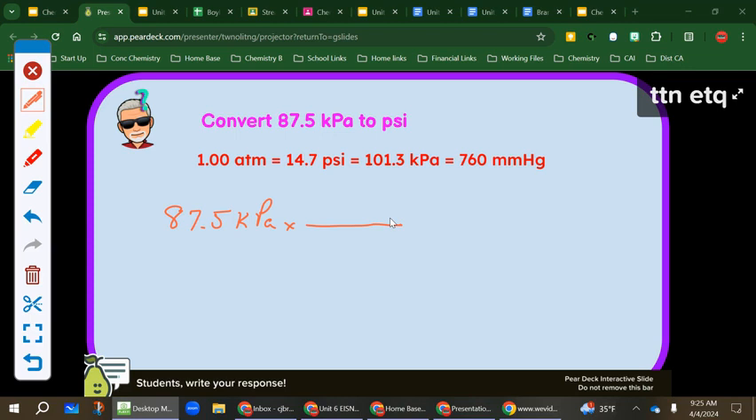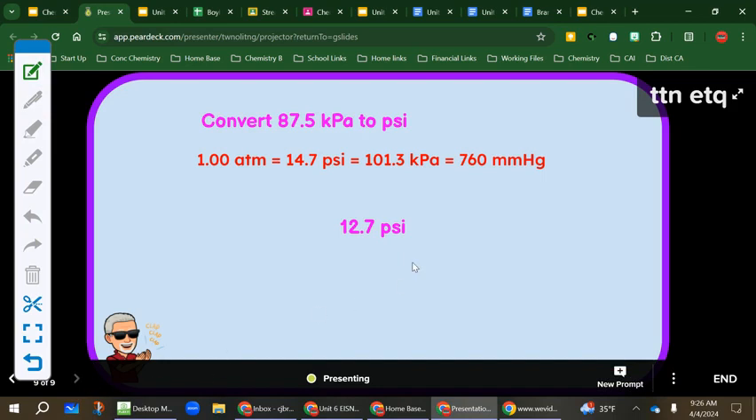Okay, what number's got to go on the top here, ladies and gentlemen? 14.7. What number has to go on the bottom? 101.3 kPa. Yes. These four numbers are what you use to make these fractions always. Always. The one that you are in is the one that goes on the bottom, 101.3 kPa. The one that you are going to, 14.7 PSI, is the one that goes on the top, ladies and gentlemen. When you set it up that way, you should end up with 12.7 PSI.